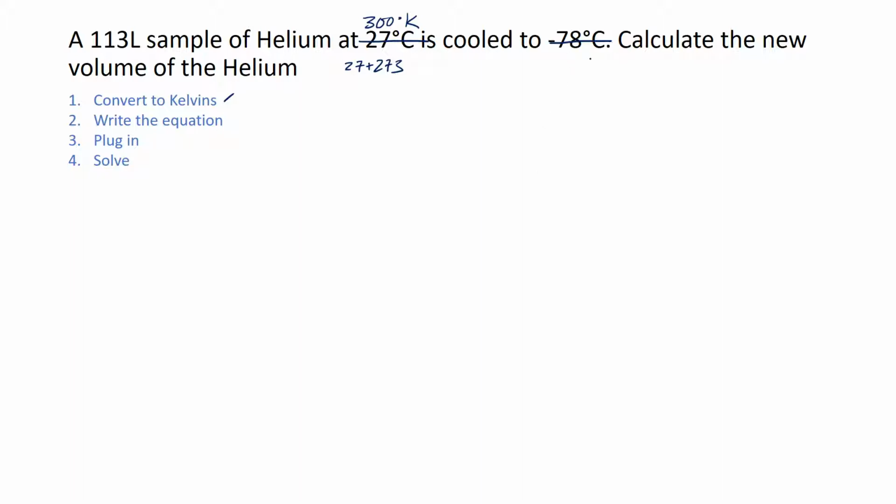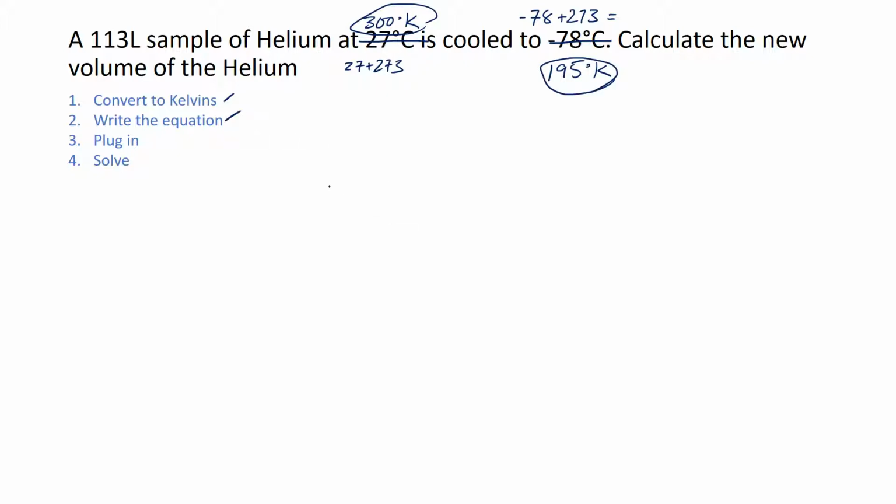So this is not negative 78. This is 195 kelvins. Again, if you're wondering how I did that, I just did negative 78 plus 273 is equal to 195. Or you could switch the digits around if it messes with your head and just do 273 minus 78, same thing. Okay, so I got my conversions done. Right, these guys I will use later.